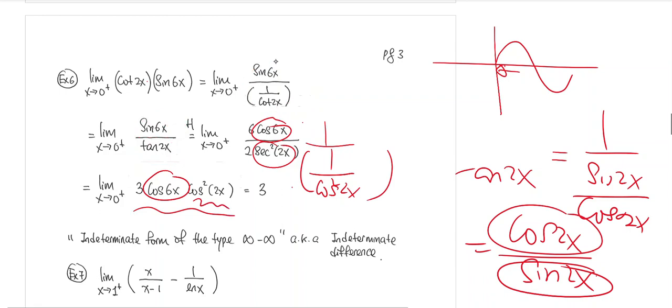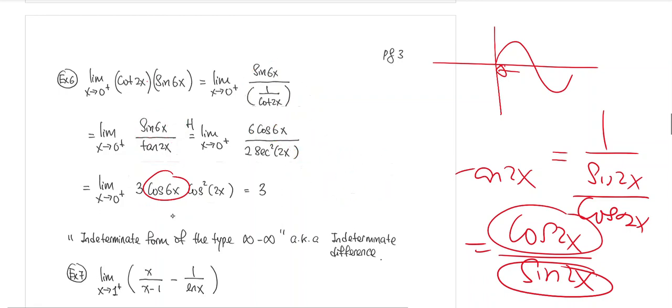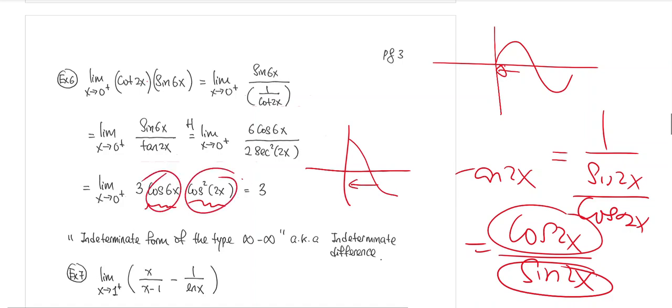And when x goes to 0, you see that nothing bad is going to happen. This goes to 1. This goes to 1. Cosine graph looks like this, right? So when x goes to 0, this guy goes to 1. This guy goes to 1. So the limit is 3.